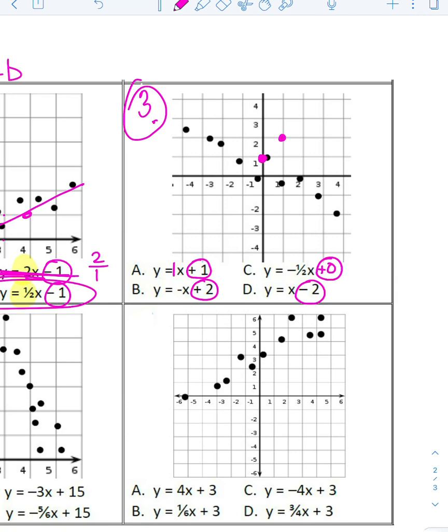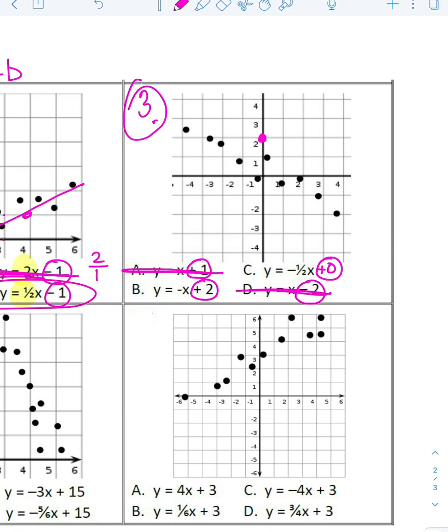Rise 1, run 1. Uh-oh, these dots actually go down, or the black dots go down, but that equation said to go up. So that's why it's not choice A. I'm actually going to eliminate D because it also has a positive slope. And these dots go down. So now let's test choice B.